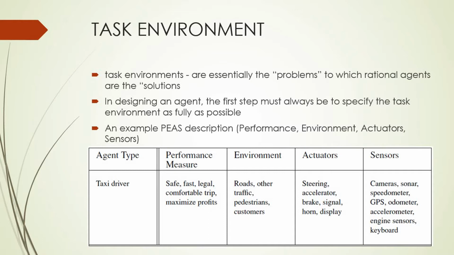Maybe more can be looked at, and the sensors that we might need to give information to this kind of agent are cameras, for perceiving, sonar sensors for looking at range, speedometer, GPS to know where it is, odometer, accelerometer, engine sensors, and the keyboard. So with that table, you need to be able to come up with this for you to be able to explain and describe the task environment without omitting anything.